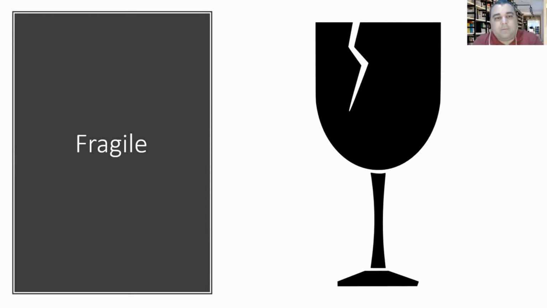So the most common symbol that you can find in packages anywhere is this glass. Sometimes it's a broken glass, sometimes only a cup. So this symbol means that the good inside, or the part or the product inside the package, is fragile. So you have to handle that carefully in order to avoid impact or any rough movement during handling and during transportation to avoid damaging the product inside.